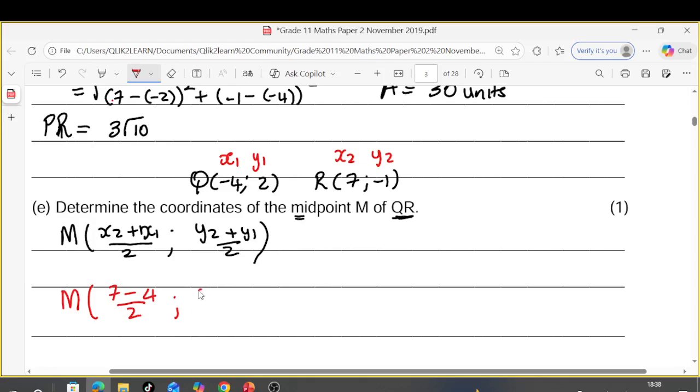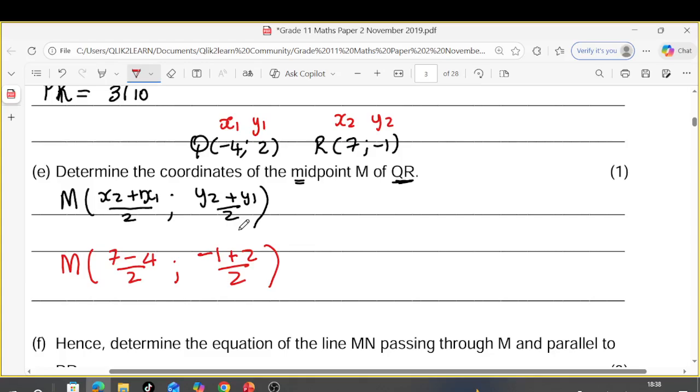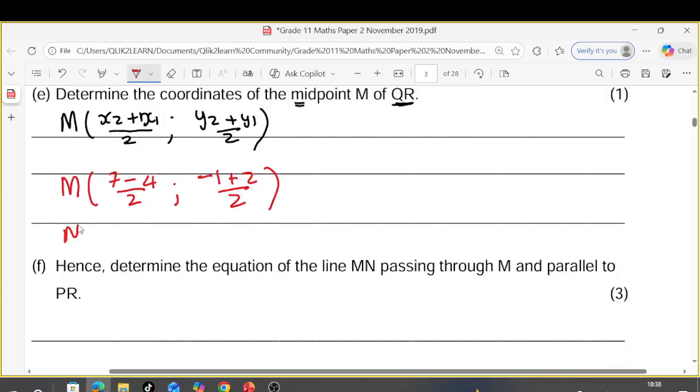What is our y2, minus 1, plus y1, divided by 2? So what are the coordinates of m? So m will be 7 minus 4, I think that's 3. We'll have 3 over 2. This side we'll have 1 over 2. So the coordinates of m are 3 over 2 and 1 over 2.